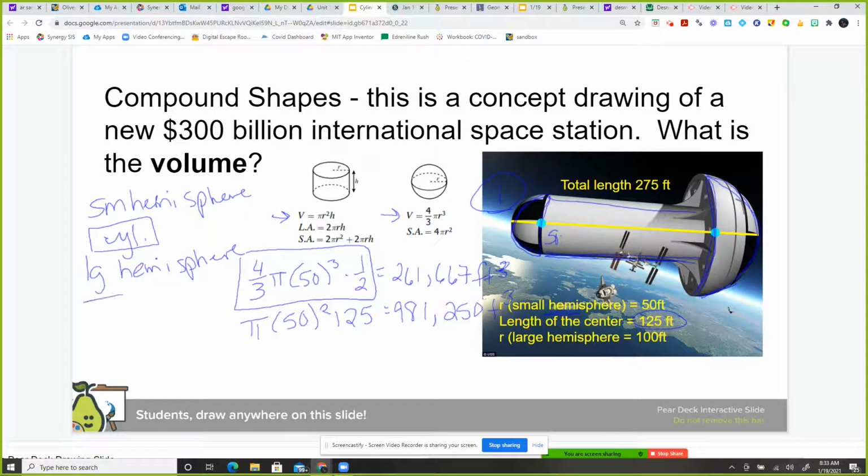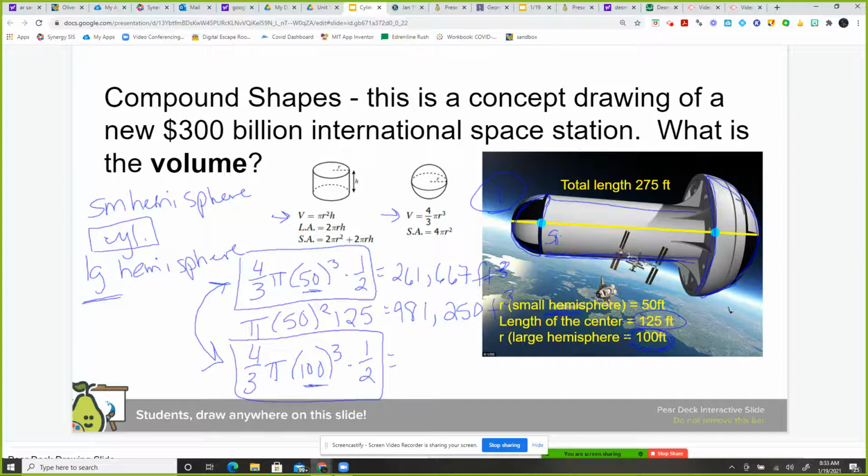Then we need to use a large hemisphere. So we're going to do the large hemisphere the exact same way we did the small one. So 4/3 pi. This time the radius is 100 feet. And then because it's a hemisphere, we have to divide it in half. So the only thing that was different here was that radius. Radius of 50 for the small and radius of 100 for the big. So put that in your calculator and see what you get. Make sure you cube it and then divide it by 2.